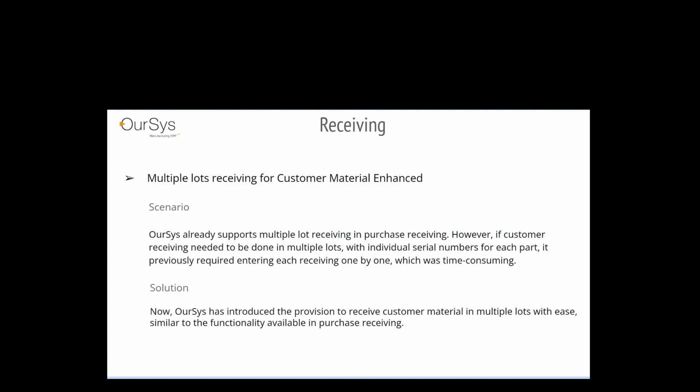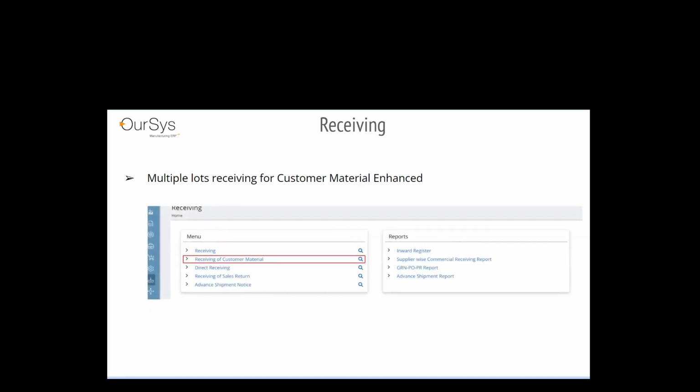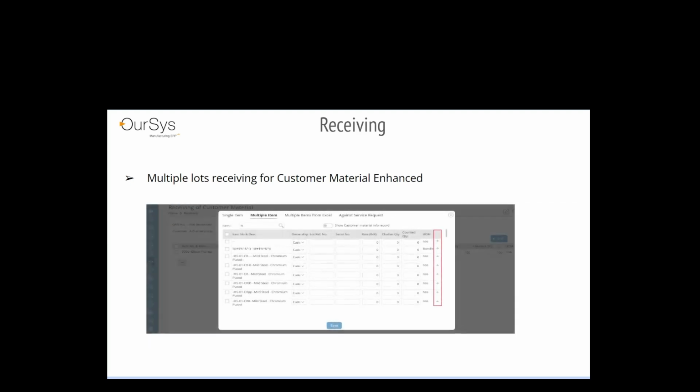To tackle this, now in OurSys, we have made it easier to receive customer material in multiple lots, just like the receiving module. Under the receiving module, we have given the link of receiving of customer material, where you can receive the customer material, and here you can see you can add multiple lots of the item which you are receiving from the customer. So this will save a lot of time for the storekeeper.